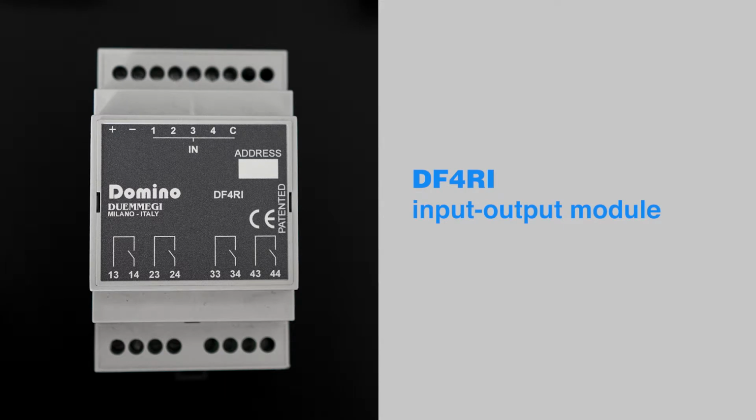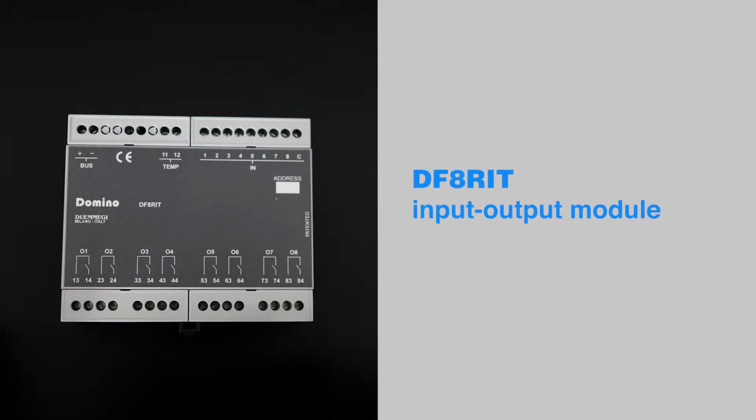The DF4RI and the DF8RIT modules are devices in which the relay outputs can also work as a single relay, like the interblocked one in the engine's control. The DF8RIT also includes a temperature section.